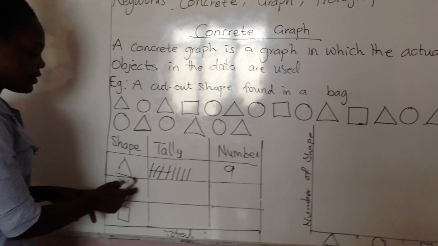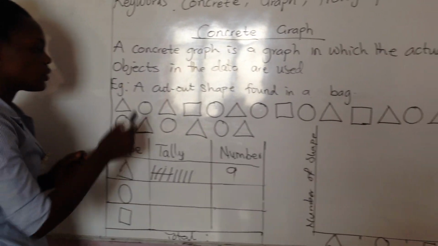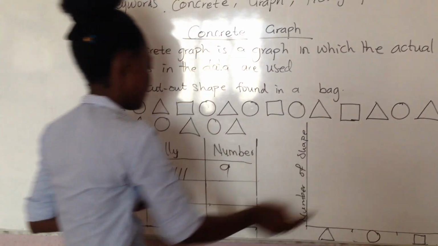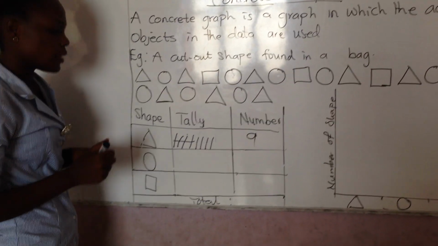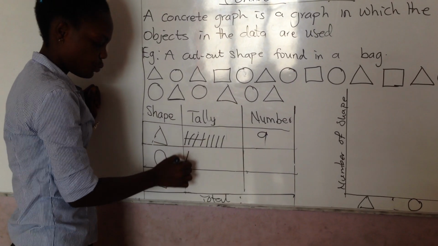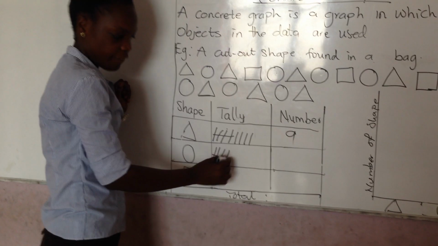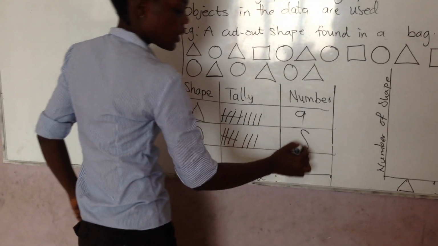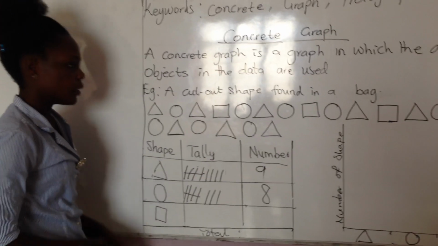Now we go to the next shape, that is circle. How many circles were cut out? 1, 2, 3, 4, 5, 6, 7, 8. We have 8 circles. Now I want to put it in the tally chart. 1, 2, 3, 4, 5, 6, 7, 8. You write your number.